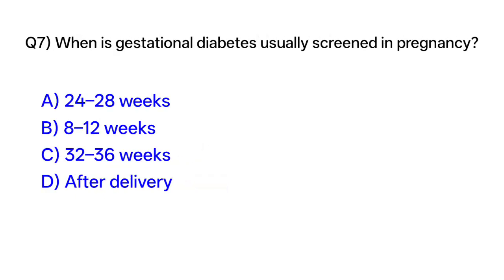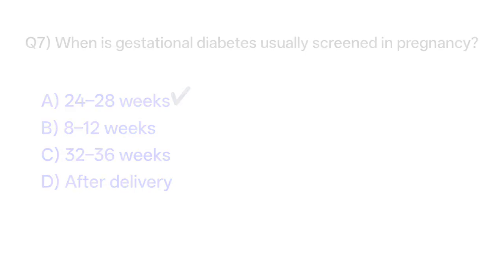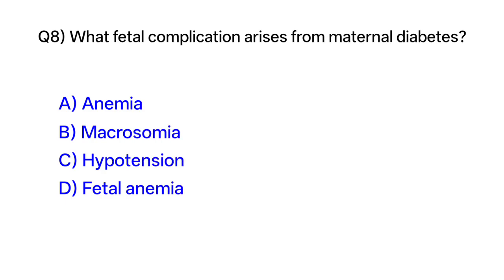Question number 7. When is gestational diabetes usually screened in pregnancy? The correct option is A. 24 to 28 weeks. Question number 8. What fetal complication arises from maternal diabetes? The correct option is B. Macrosomia.